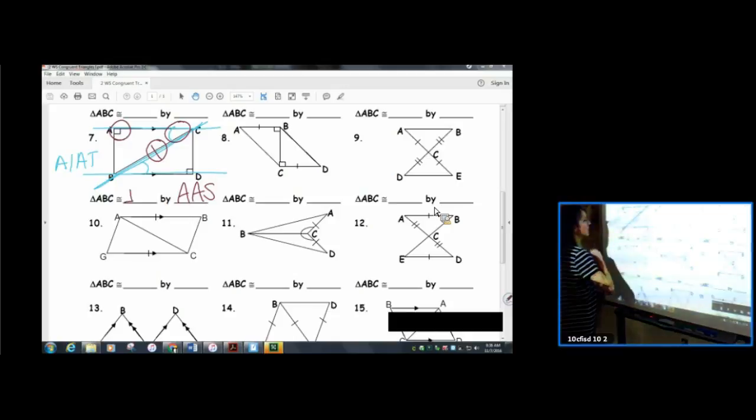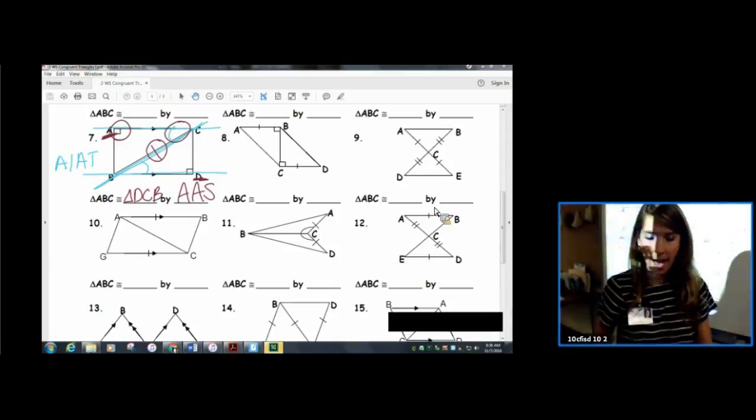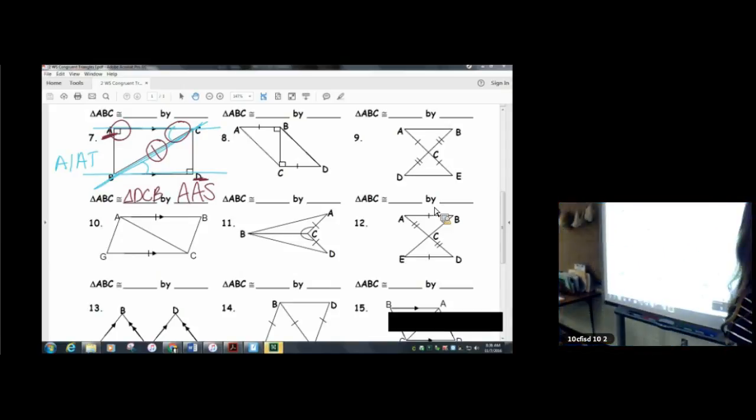ABC is congruent to triangle... Well, A has a 90, so I need to pick the one that has a 90. So it'd be D, C, B. Order matters. Number 10.